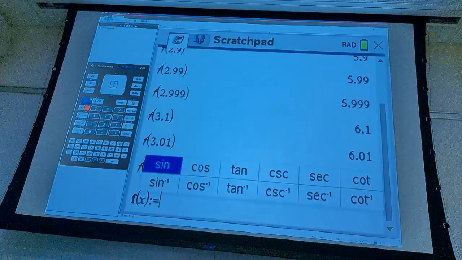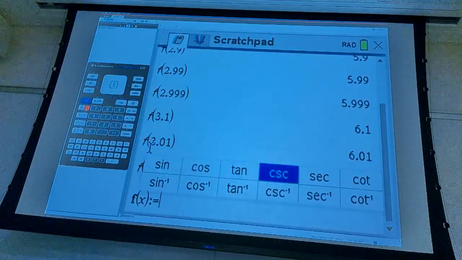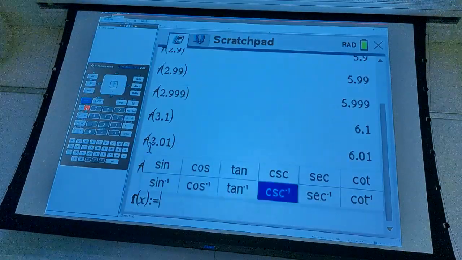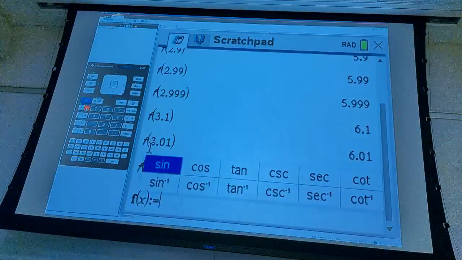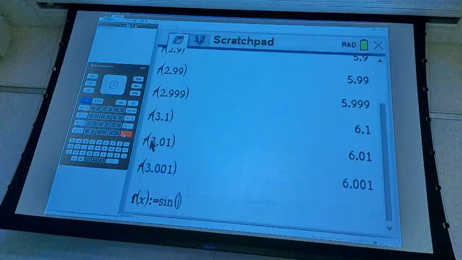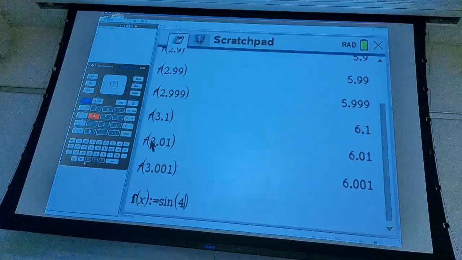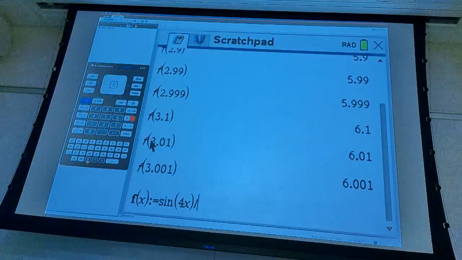Sine, right? So trig, and I just found out if you keep clicking it, it goes through all of the possible values. So we just want sine, right? Sine of 4x divided by x.